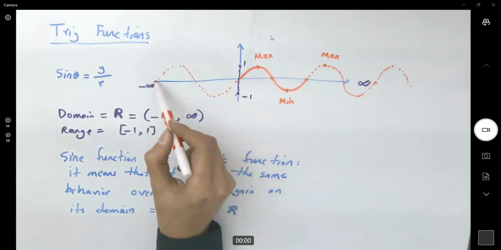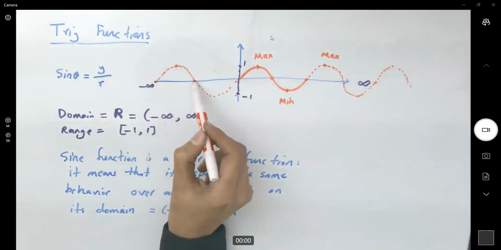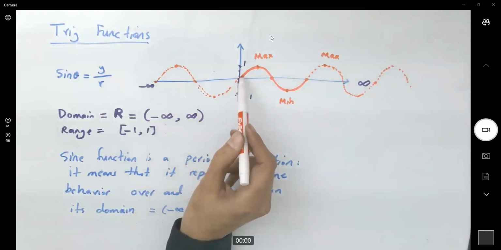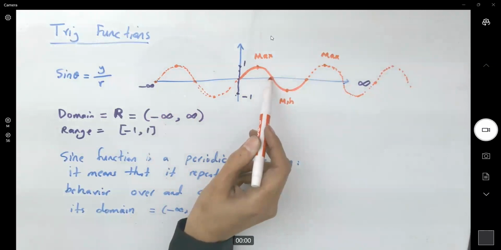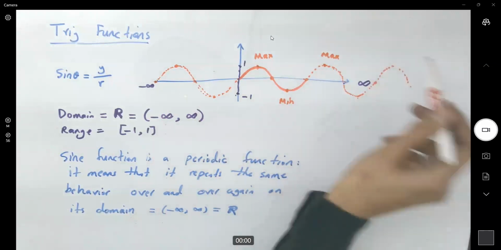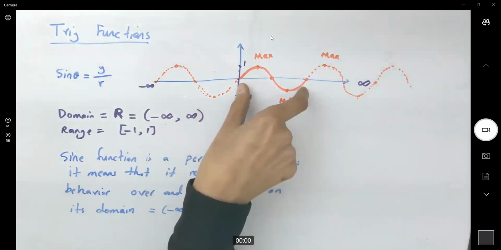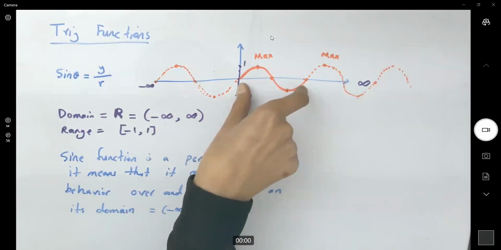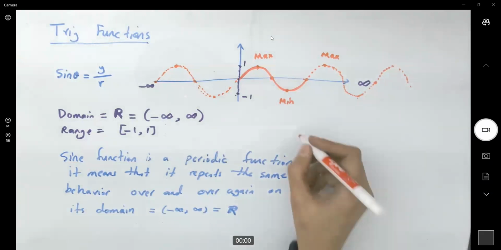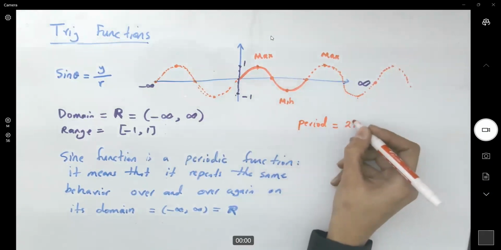The same on this side. It reaches its maximum, goes down, hits the x-axis, reaches its minimum, then goes up to hit the x-axis, maximum, x-intercept, minimum, x-intercept, and so on. So it repeats the same behavior over and over again. So the period of this function is 2 pi.